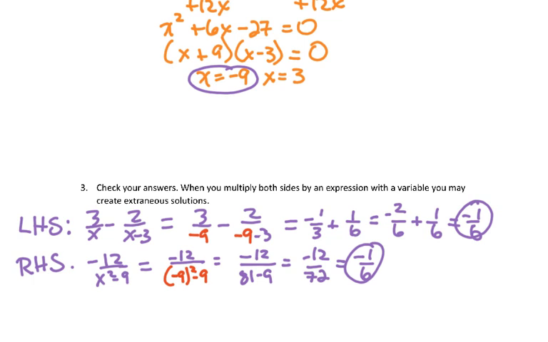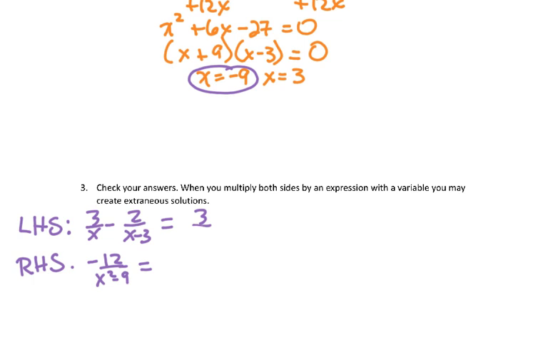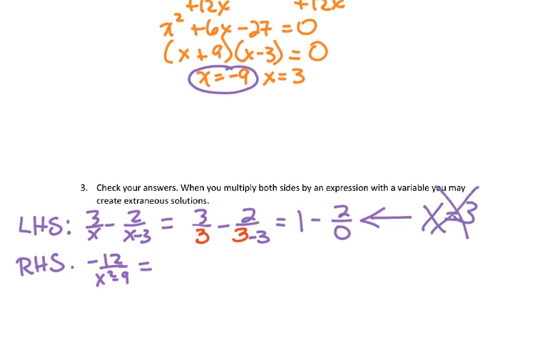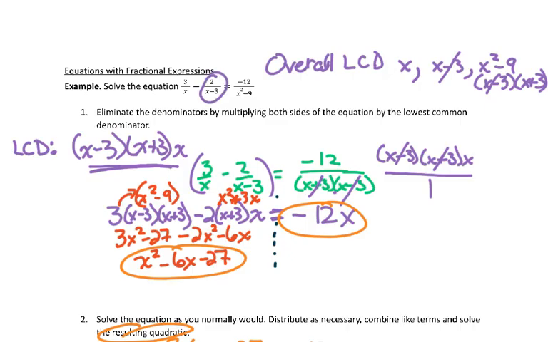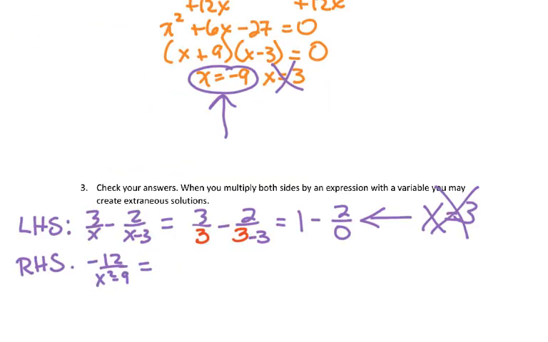But now let's check x equal to 3. If I plug 3 in, I'm going to get 3 over 3 minus 2 over 3 minus 3, and this will be equal to 1 minus 2 over 0, right? And that right there is a no-no. That means that x equal to 3 is not a solution, and our only solution is x equal to negative 9. That should make sense because if you go back to our original problem, we can't have 3 in our denominator. So again, to solve these types of problems, we're going to look for that overall LCD and multiply it by both sides.